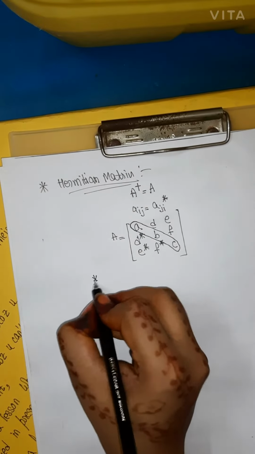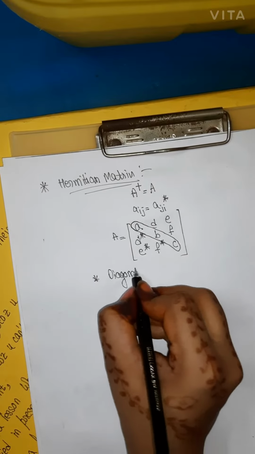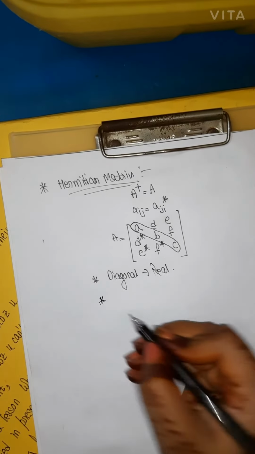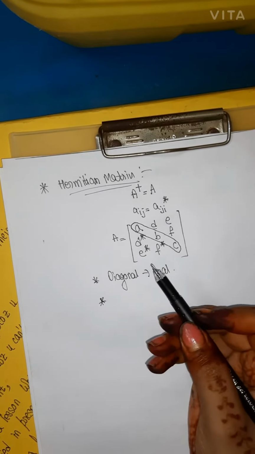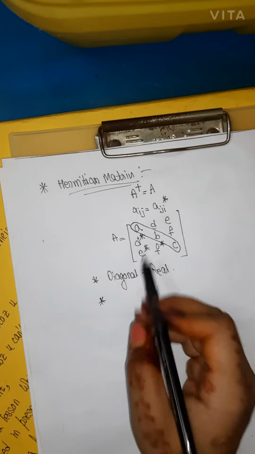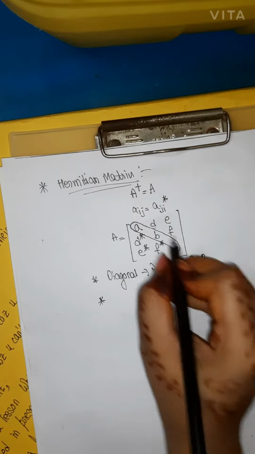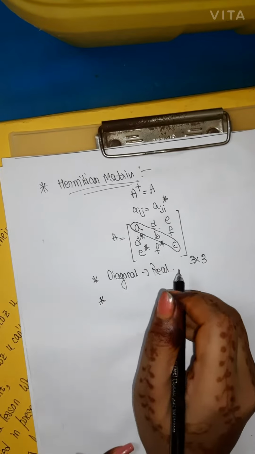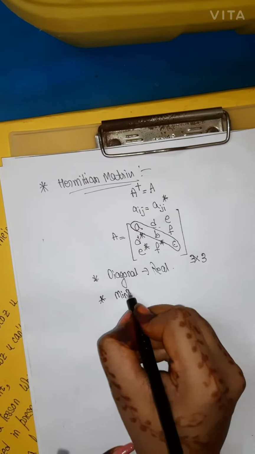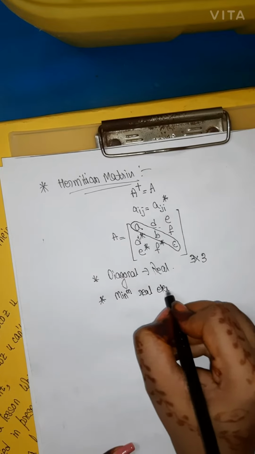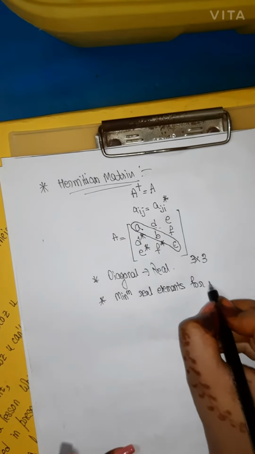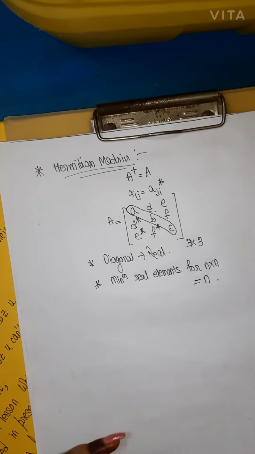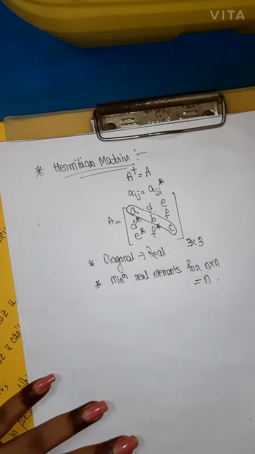You can check that diagonal elements must be real, and the minimum number of real elements in an n cross n Hermitian matrix is n. This is a 3 cross 3 matrix. The others can all be imaginary, but you have to take the diagonal as real numbers. So the minimum number is 3. So minimum real elements for an n cross n matrix will be equal to n. That is, for a 3 cross 3 matrix it is 3. That is, the principal diagonal elements must be real numbers.